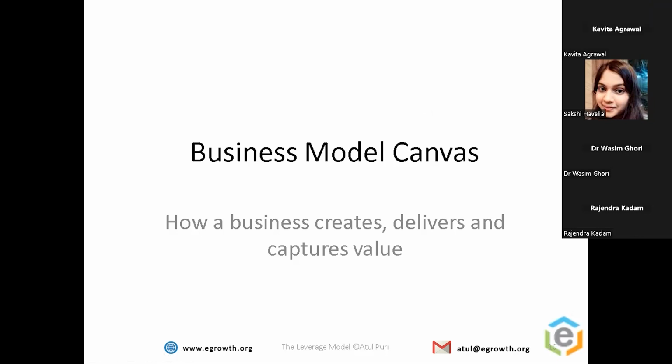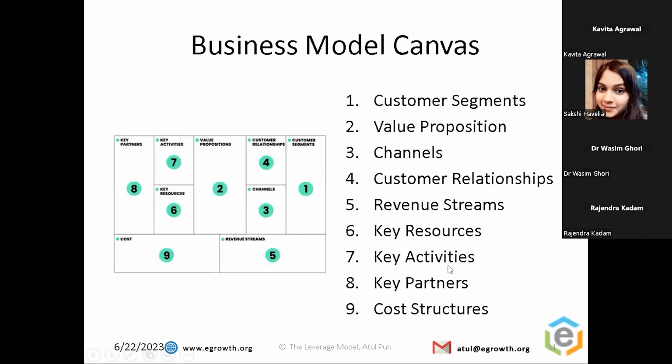Fantastic. So thank you for taking time out. All right. Now, the business model canvas was proposed by a platform called Strategizer. This is a very simple visual layout of how a business is organized.